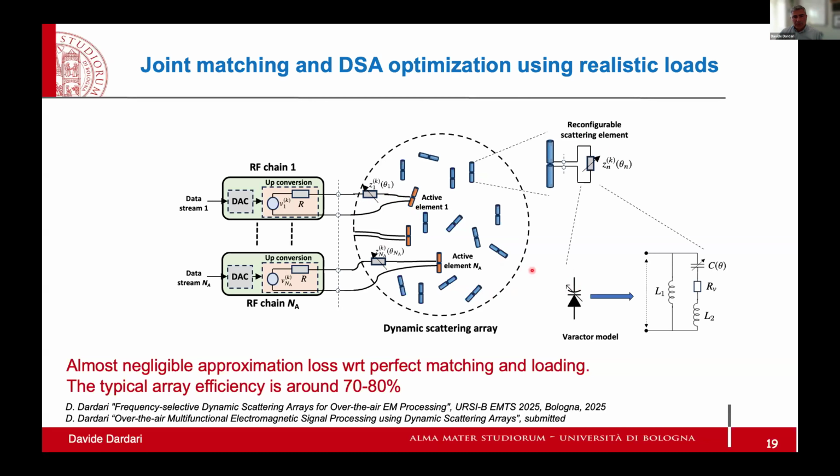And also, the latest results have been obtained by considering a more realistic configurable load, in particular using varactor diodes. This is the typical model for a varactor diode, so here we have also some dissipation. But very recent numerical results have shown that we have almost negligible approximation loss with respect to the perfect matching and loading shown before. Obviously, the main drawback is that we have some reduction in the array efficiency, which is about 70% to 80%, because of the imperfect matching and because of the dissipation in this. But this is a more realistic model.